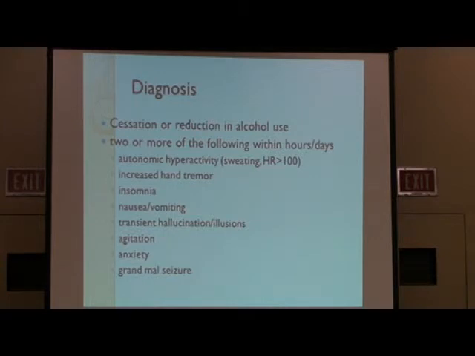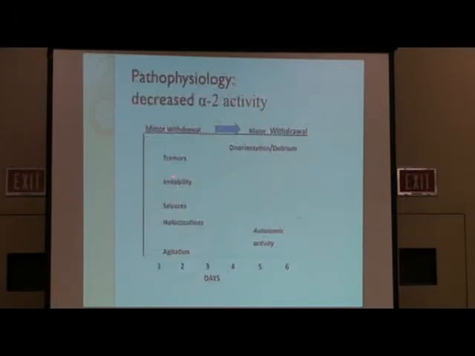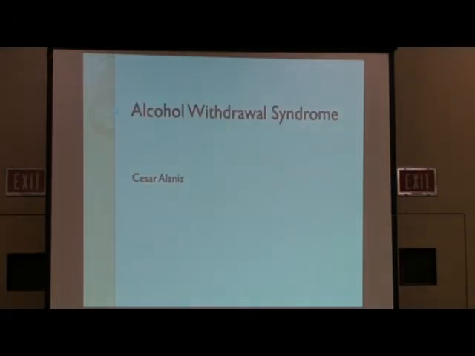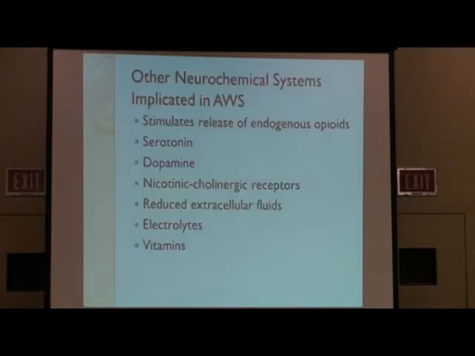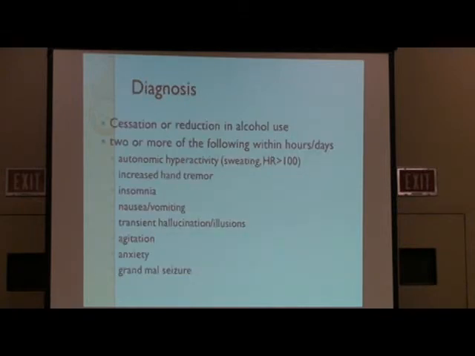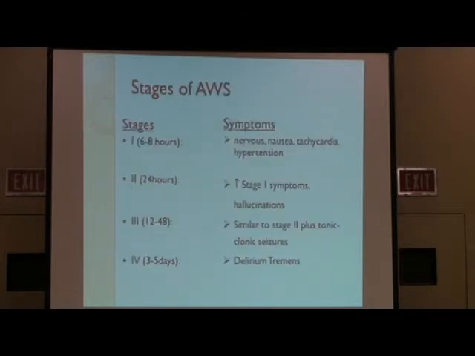The diagnosis of alcohol withdrawal syndrome, by definition, generally comprises two of these symptoms. You can see here they're essentially sympathetic, autonomic symptoms, and CNS symptoms. Anyway, two of these symptoms in conjunction with withdrawal of alcohol ingestion is essentially the diagnosis of alcohol withdrawal syndrome.